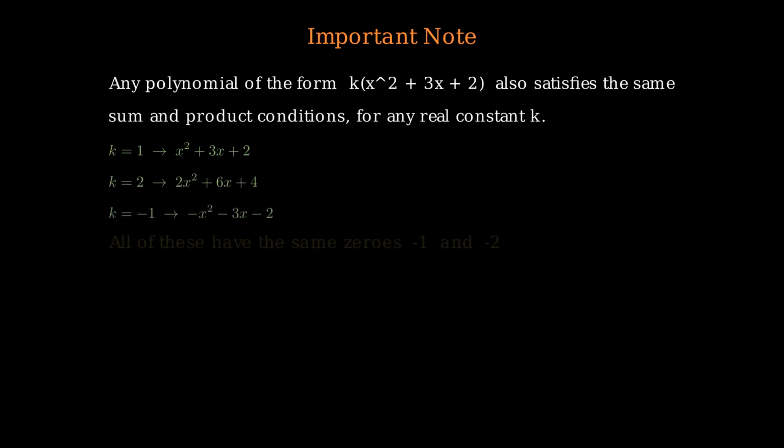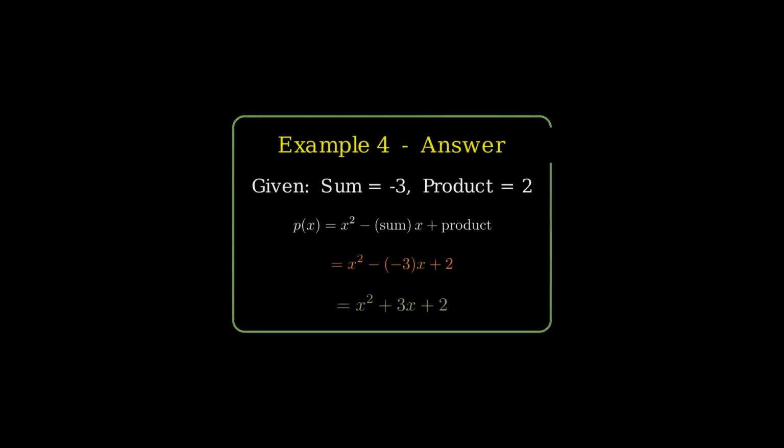Important note: any polynomial of the form k times x squared plus 3x plus 2, for any non-zero constant k, also has the same sum and product of zeros. So infinitely many polynomials satisfy the given conditions.